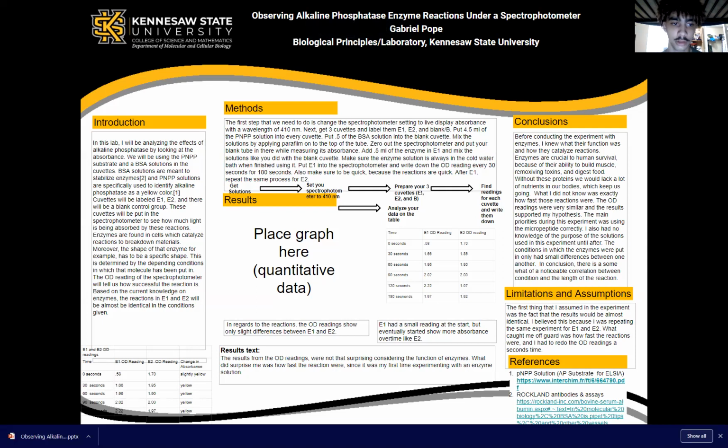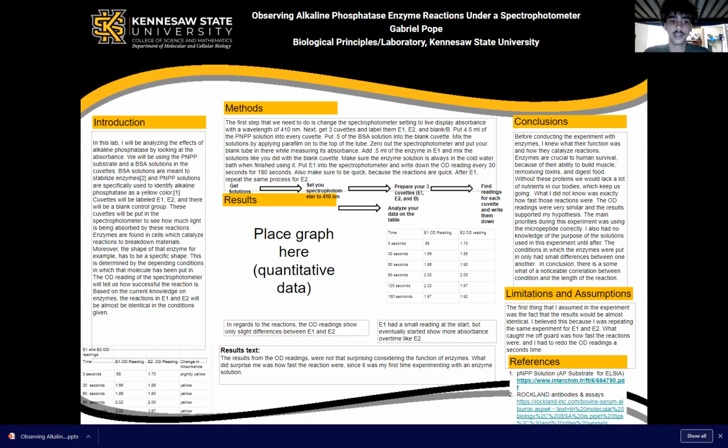A little bit of background on those solutions. BSA is meant to stabilize enzymes, and PMPP solutions are specifically used to identify alkaline phosphatase as a yellow color. The cuvettes that we'll be using will be labeled E1, E2, and we'll also have a negative control group called B, or blank. These cuvettes will be put under the spectrophotometer to see how much light is absorbed through these reactions.